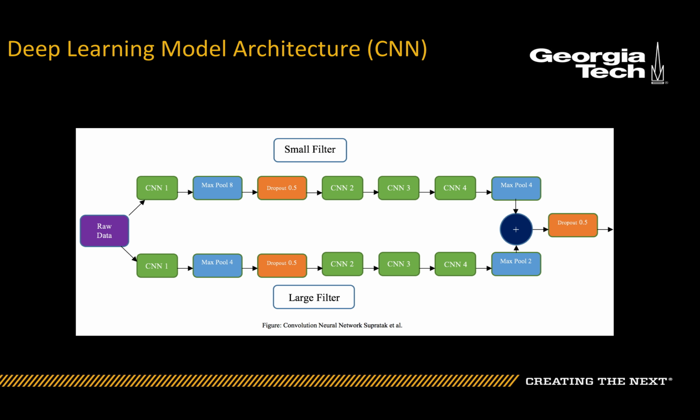Next, we describe the architecture of the CNN. The neural network architecture consists of two CNN networks. Small filter size is used to select the temporal information, and large filter size is used to select the frequency information from the dataset. Small filter size is of size 50 and the larger one is of size 400.